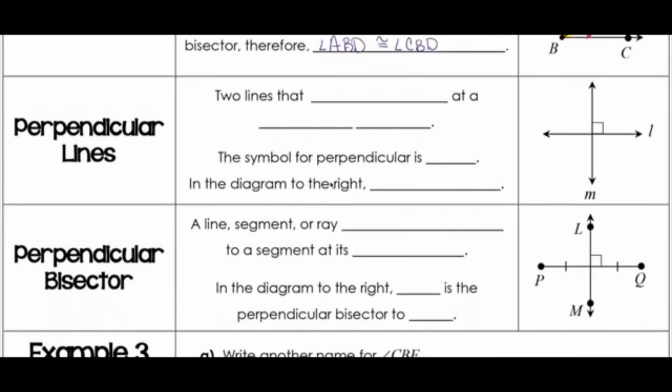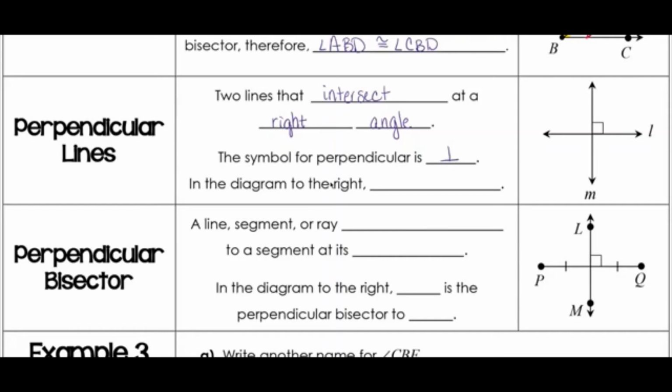So perpendicular lines. You've probably seen perpendicular lines before. Let's define it. They're two lines that intersect at a right angle. So perpendicular lines are going to make a right angle. If you know that lines are perpendicular, you should know that the angle that's created is 90 degrees. The symbol for perpendicular is this, basically two perpendicular lines. It's like an upside down capital T.